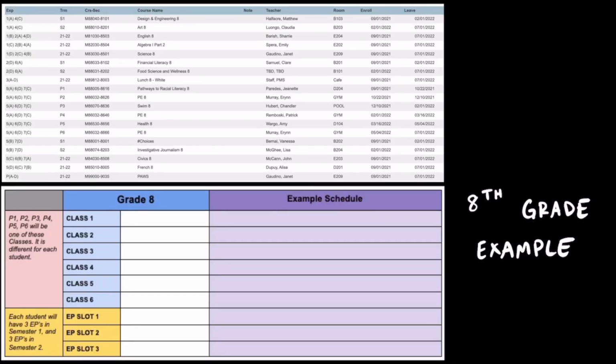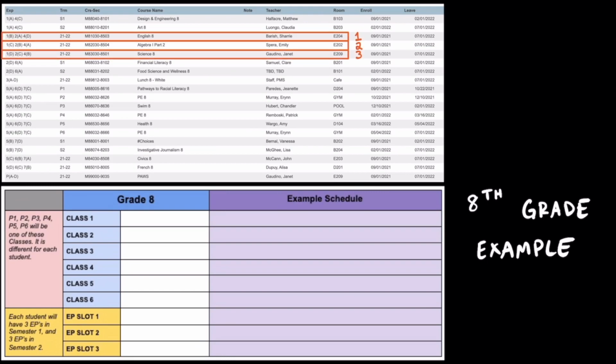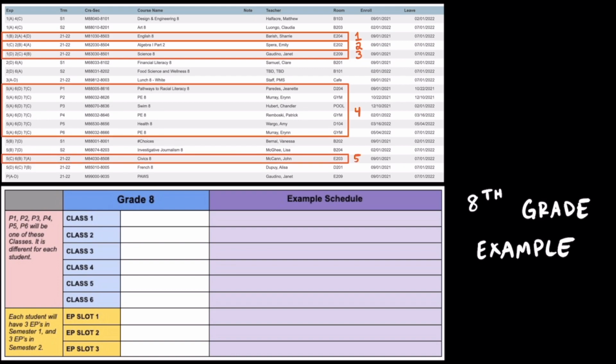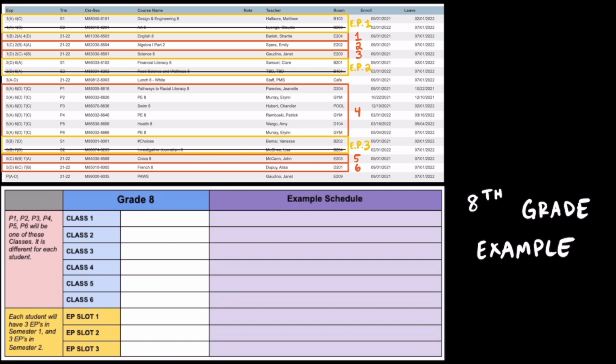And for one more example, let's take a look at an 8th grade schedule. We'll start by going ahead and labeling each of our Class 1 through Class 6s that happen 3 times a week. And then we'll go ahead and identify our 3 EP slots.